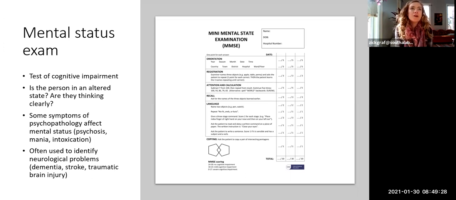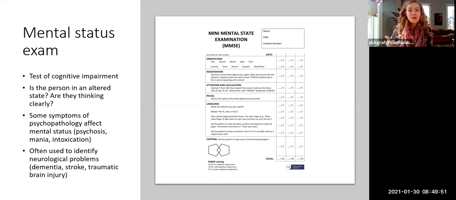Also, are they capable of registering what you're saying to them? Are they hearing, processing, and understanding your speech? The way that we test that is we give them 3 words and ask them to repeat those words back to us right away. And then after a brief pause where we talk about something else, to see not only are they hearing and paying attention, but also are they able to remember over a short span of time.